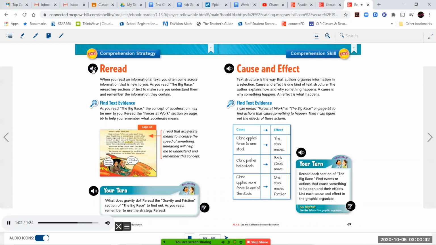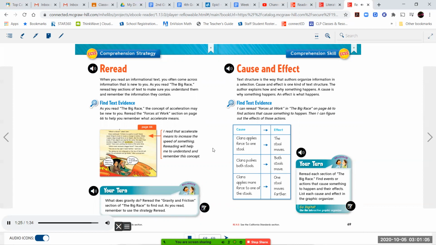"Which stool received a bigger force?" Clara asked. "The one on the right. It went farther," said Liam. "So, giving our car a big push at the top of the hill will cause it to accelerate and go faster," Alex summarized. "There's a sharp curve coming up. I'm going to accelerate now."